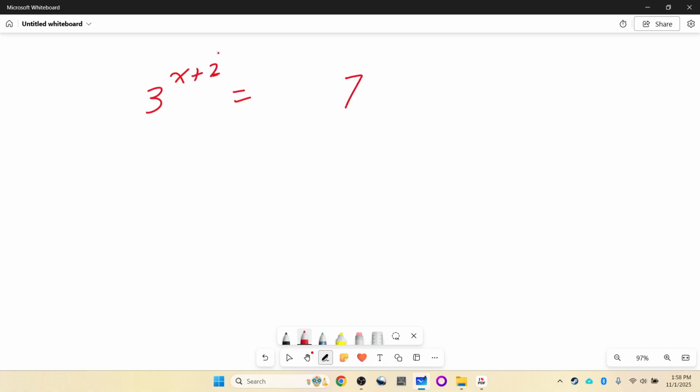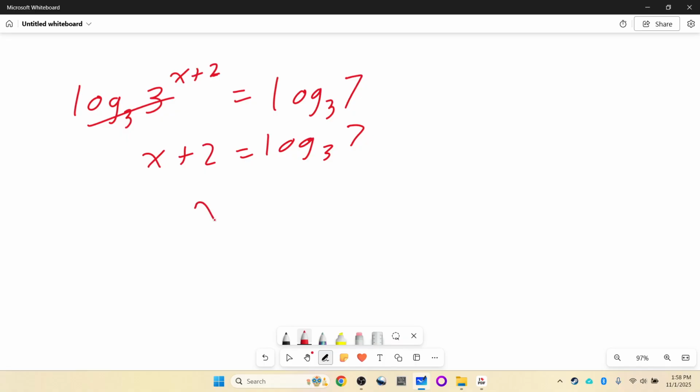This is saying 3 to the something equals 7, and that's kind of how log is defined. So I'm going to hit both sides of this with a log base 3. Those are gone. I'm left with x plus 2 equals log base 3 of 7. So x equals log base 3 of 7 minus 2. Or if you prefer, natural log 7 over natural log 3 minus 2.